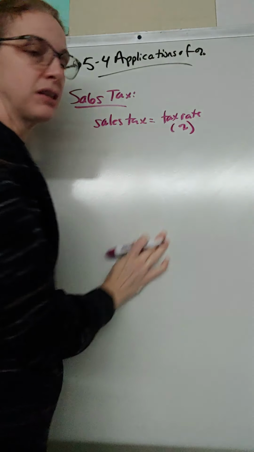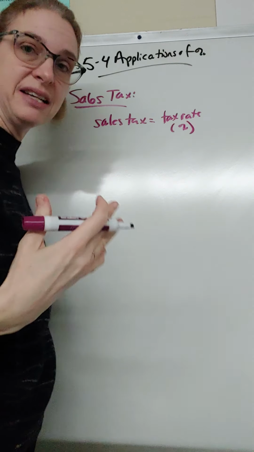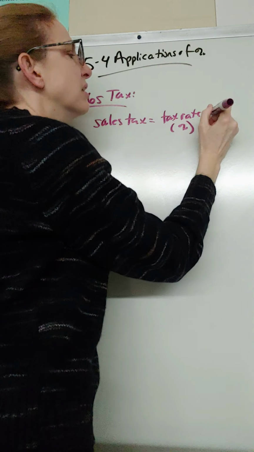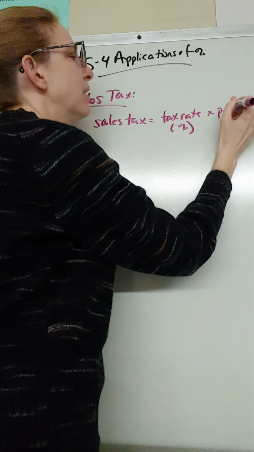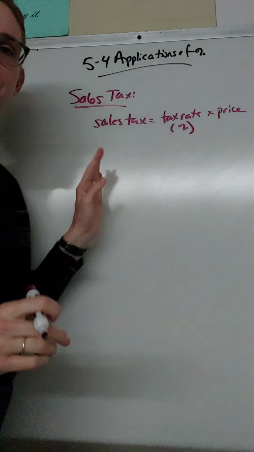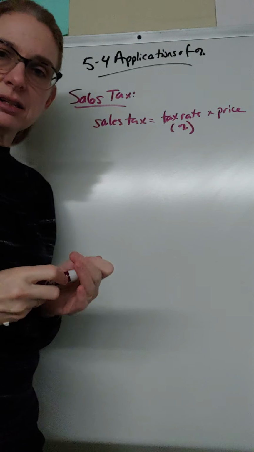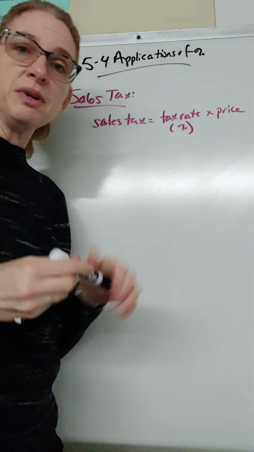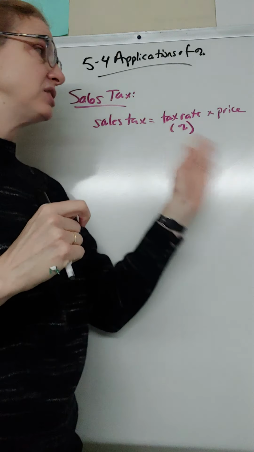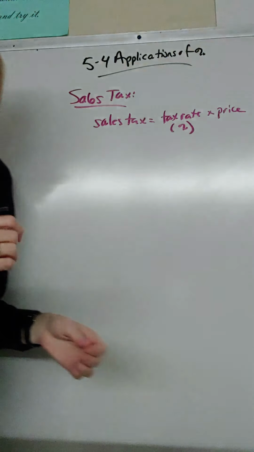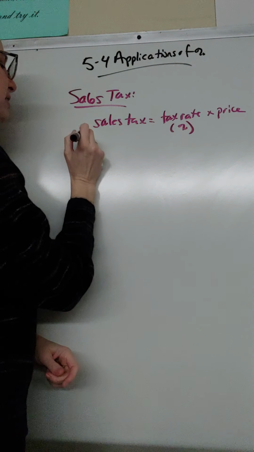I'm putting that in parentheses underneath it. That's your percent. What percent is the tax rate? And times the price of whatever you're buying. So that's my formula for sales tax. We're going to do an example next to show how we use it, but I wanted to get the formula in color. All right, so example 1 is a sales tax.